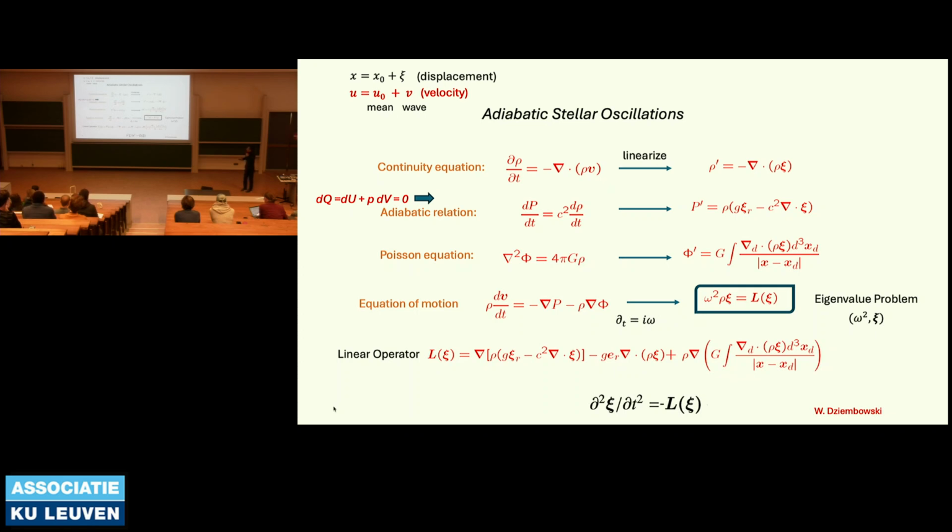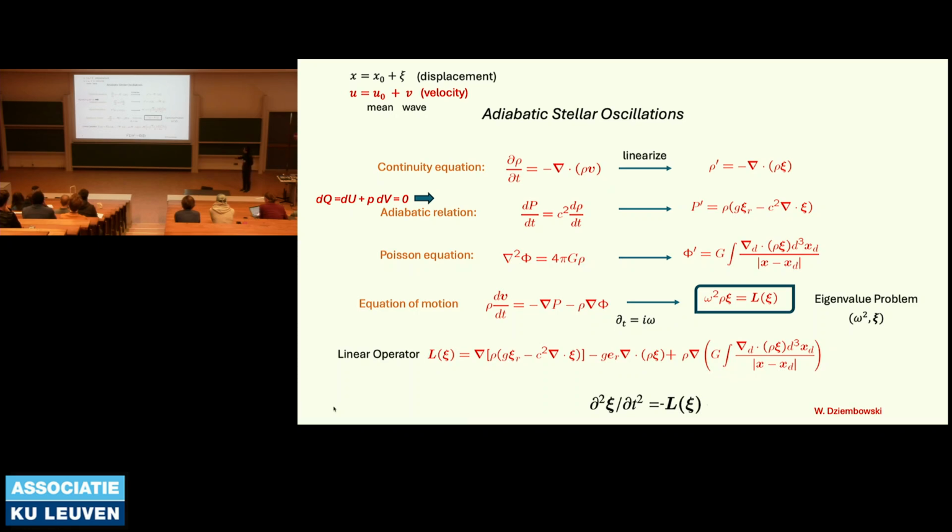So let's say we have some fluid in the star. We can displace the fluid. We have the displacement, the perturbation, also the velocity. So we can simply say the mass is conserved, which is a continuity equation. We can say, okay, maybe let's assume they're adiabatic, there is no heat exchange. We have the adiabatic relation. We have the Poisson relation, which keeps the star's gravity. And then we finally have Newton's second law, which is the equation of motion.